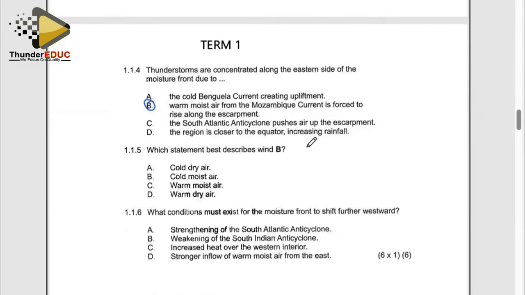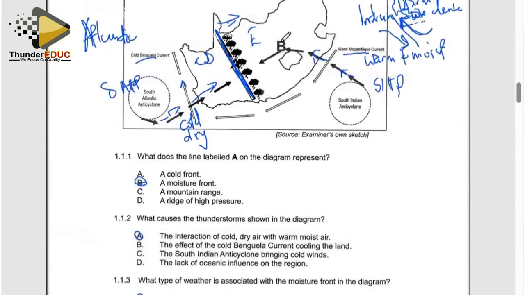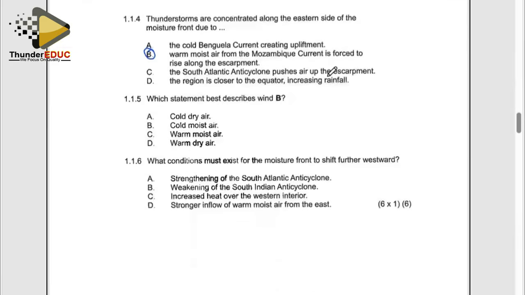Right, we move on to the next question. Which statement best describes wind B? Let's go and look at our wind. This wind here, we have talked about that. What kind of wind is that? It is coming from the Indian Ocean. So our wind here is warm, moist air.